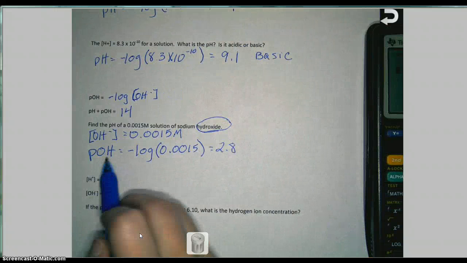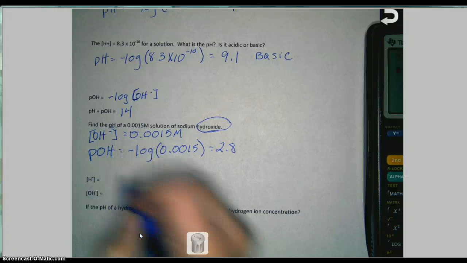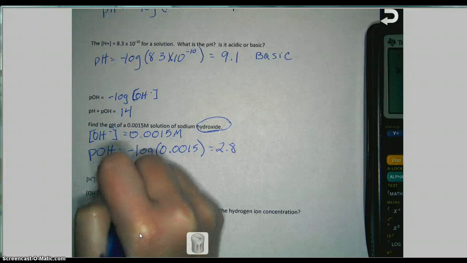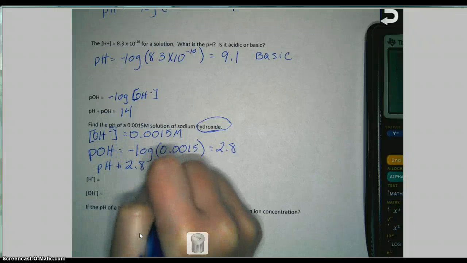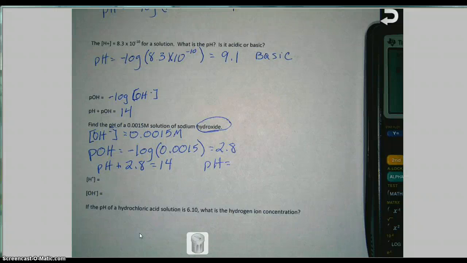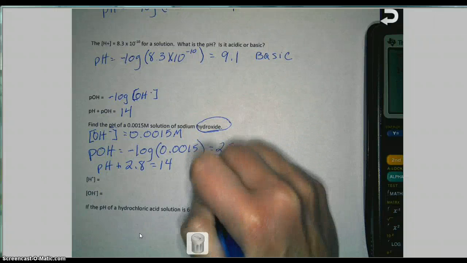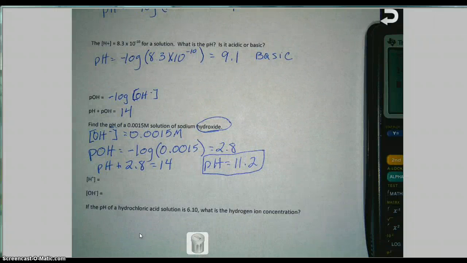Now remember, that's the pOH. We want to find the pH of the solution. So pH plus 2.8 equals 14. That means the pH equals 11.2. And that's the answer to our question, okay?